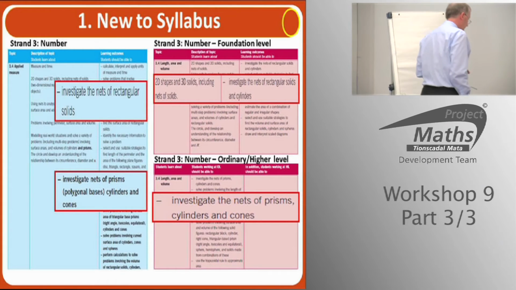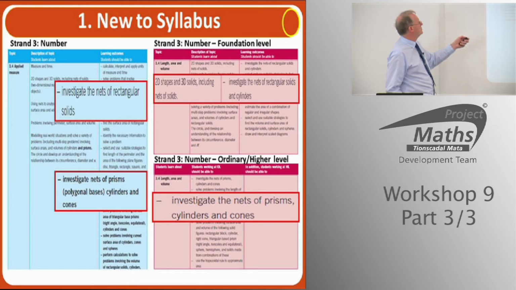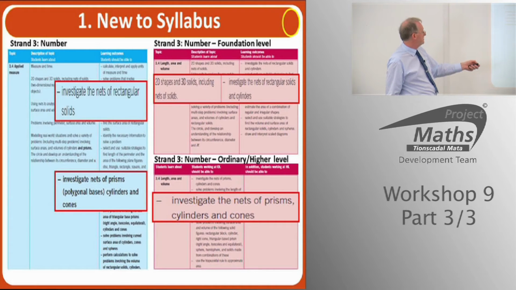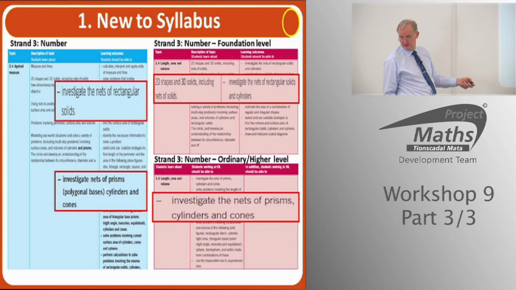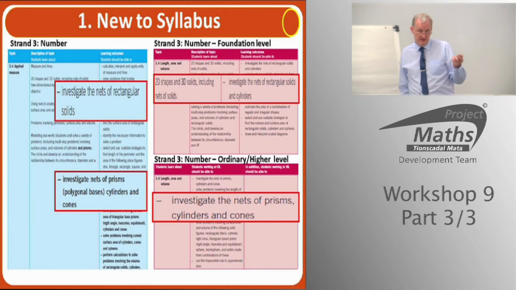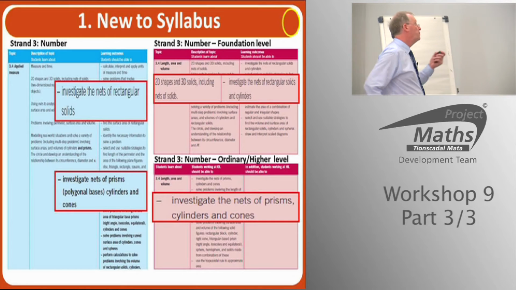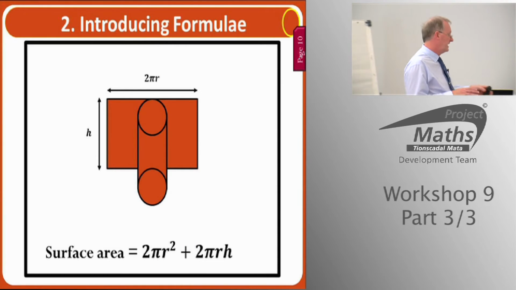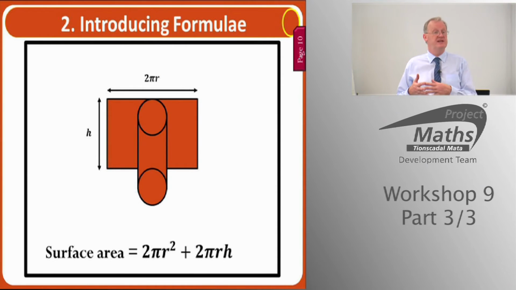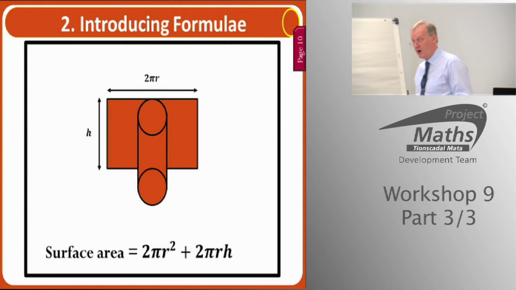There is the syllabus, Leaving Cert and Junior Cert. I'd just like to point out, investigate nets of prisms, polygonal bases, cylinders. If a cylinder was a prism, it wouldn't need to be mentioned separately in the syllabus. Why do we use nets? And of course the classic one is to help understand surface area and what it is.